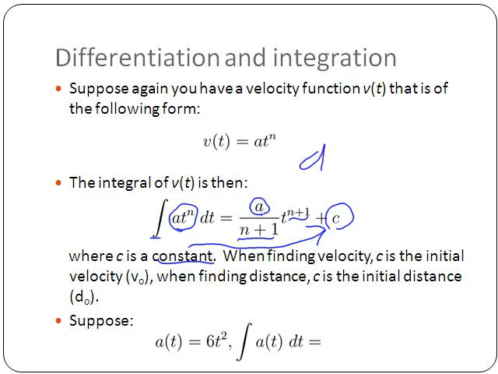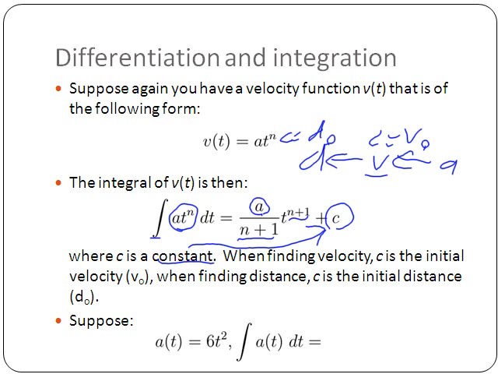So here's basically what it means. We've got our standard here: distance, velocity, acceleration, and we're integrating, so we're going to the left. If you're going from acceleration to velocity, and it creates a c, that c is basically the original velocity. It's v naught from all our previous equations. If you're going to distance, when you're creating a distance formula, that constant is going to be d naught. So when finding velocity, c is the initial velocity v naught. When finding distance, c is the initial distance d naught.